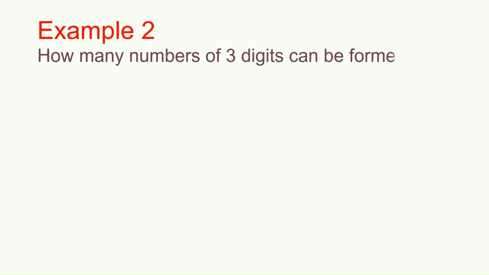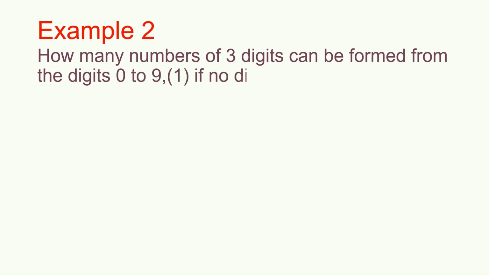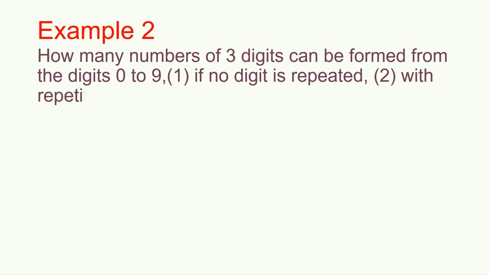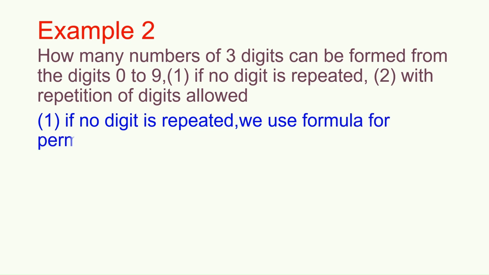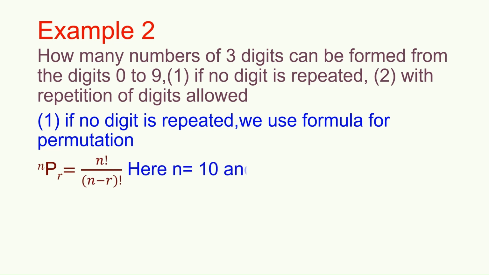Example number 2. How many numbers of 3 digits can be formed from the digits 0 to 9? 1. If no digit is repeated. 2. With repetition of digits allowed. 1. If no digit is repeated. We use formula for permutation. nPr equals factorial n divided by factorial n minus r.